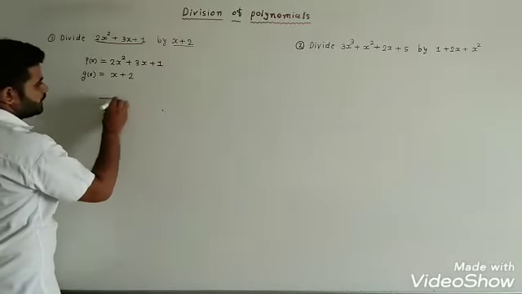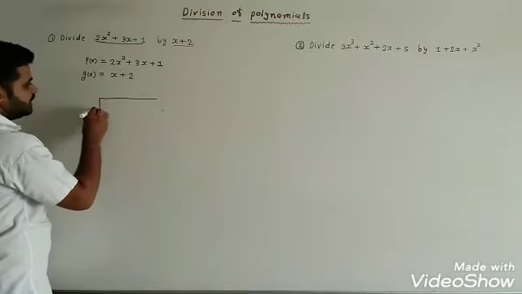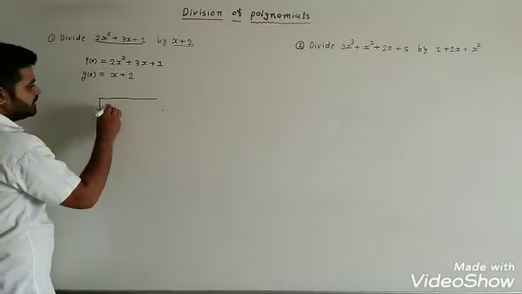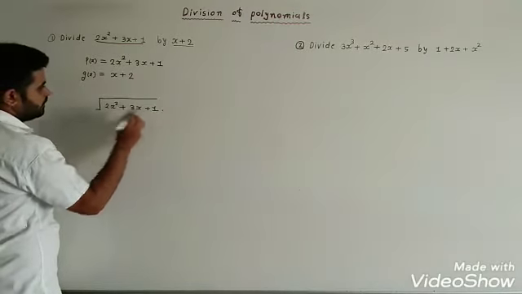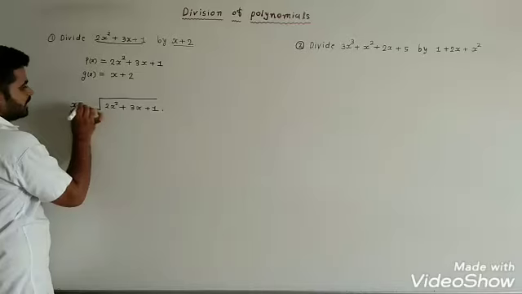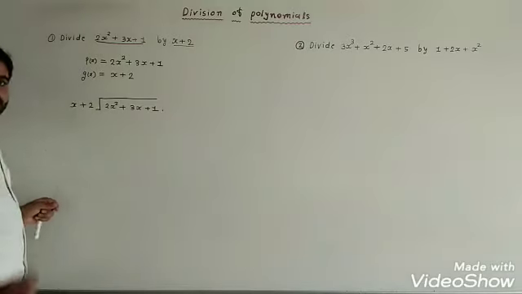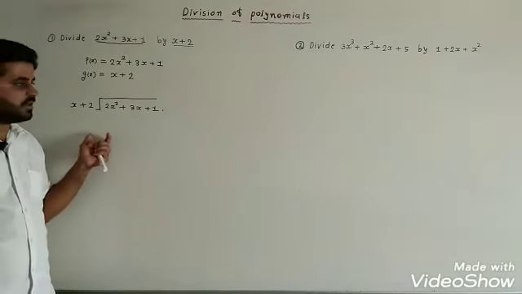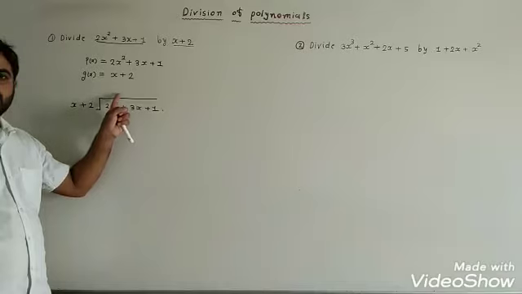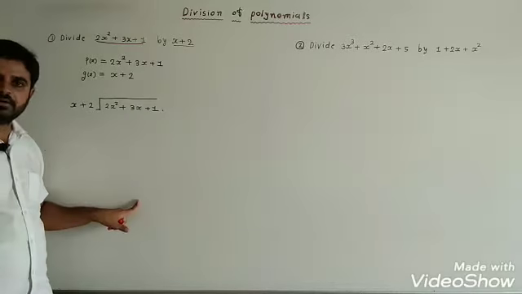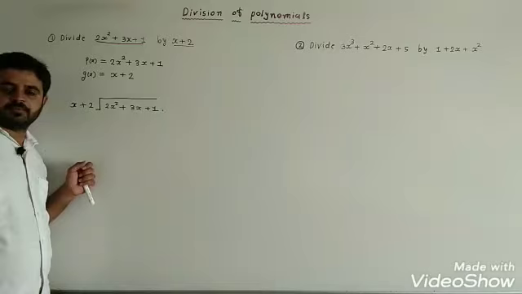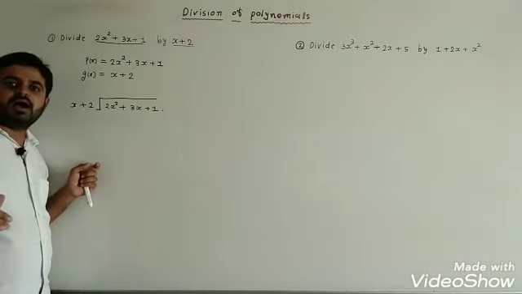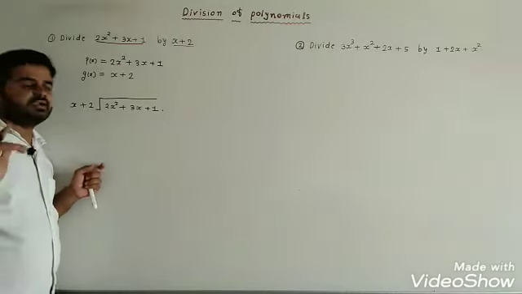So if we do the division, then here is p of x, it means that 2x square plus 3x plus 1. Here is x plus 2. Okay, now we have to do the division of this and we have to find quotient and its remainder. Now how we can start the division? First step is how we can start the division.